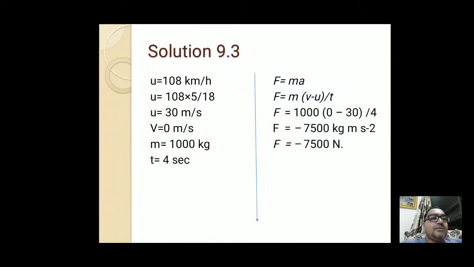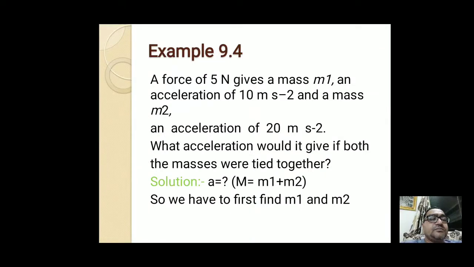So F is equal to 1000 multiplied by minus 30 upon 4, and when we calculate it, the answer will come F equal to minus 7500. So that much Newton force is applied on the car. So our answer is F is equal to minus 7500 Newton. This way we can calculate how much force is applied on the particular car. And what does the minus sign indicate? It indicates that the force is applied in the opposite direction. Okay, we will go for the second question.